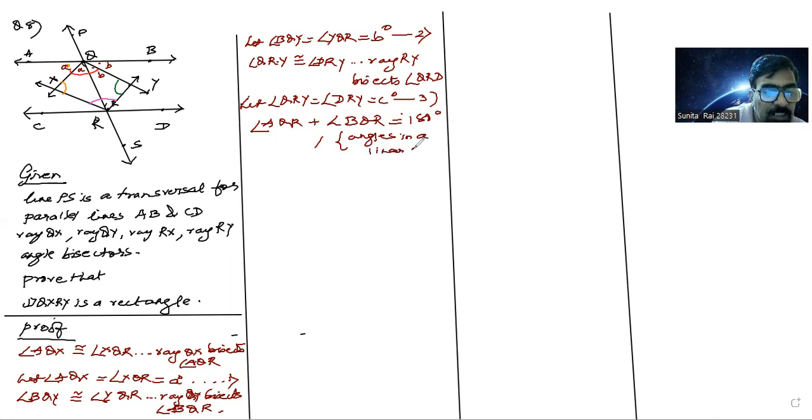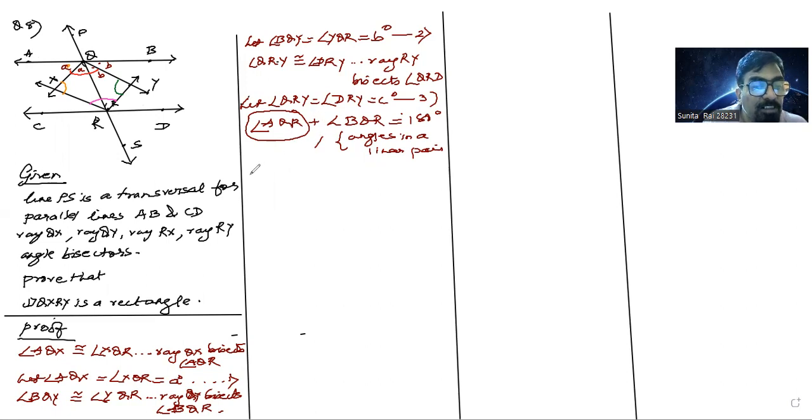Now why am I doing it like this? Look at AQR, children, in the picture. I can split it as AQX plus XQR.